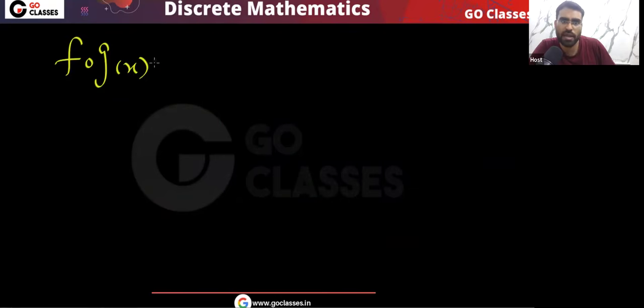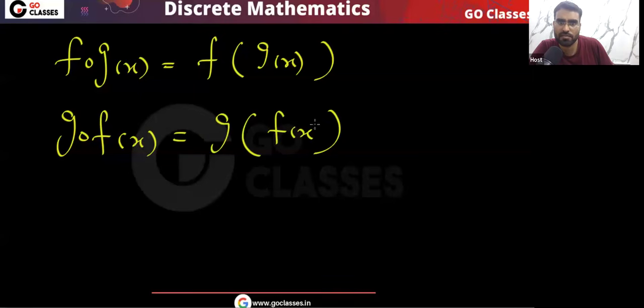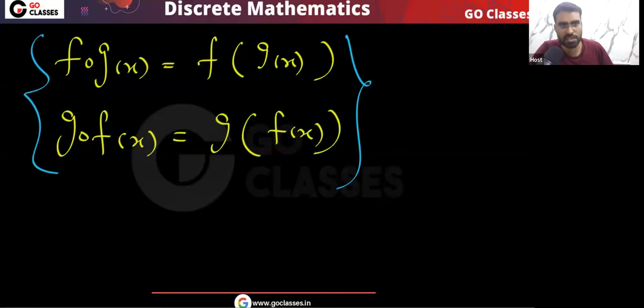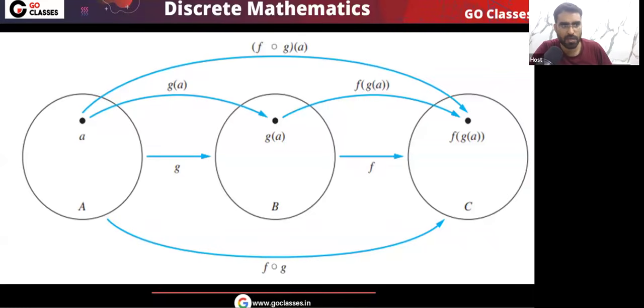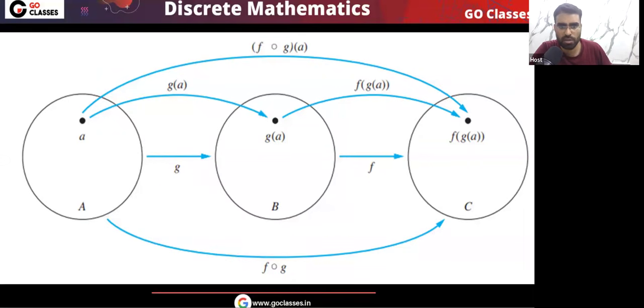So remember, fog x is the same as f of gx, and gof x is the same as g of fx. This is your final conclusion, that transitively we are getting a new function fog. In the fog, first you apply g, then you apply f. So this diagram you can see.